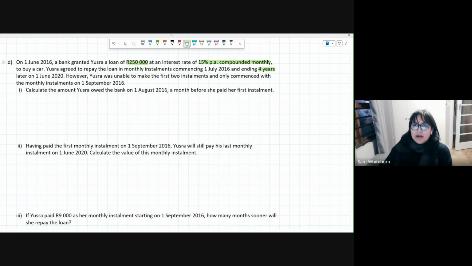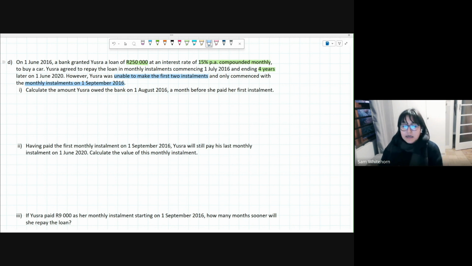2020. However, Yusra was unable to make the first 2 payments, and only commenced with monthly installments on the 1st of September 2016. So this is now a bit of a deviation from the norm.